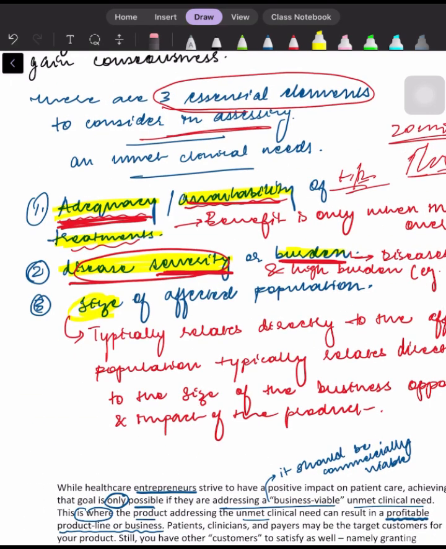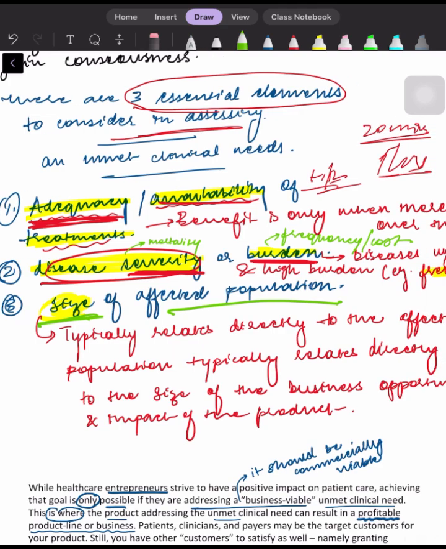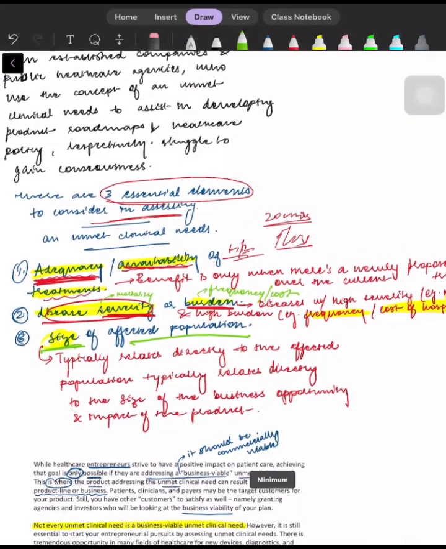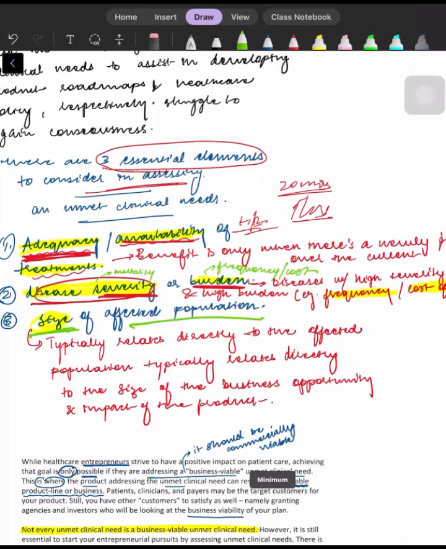So high severity means what? We learn that it's the mortality and morbidity rate, and burden is just the frequency and cost of hospitalization, or you have a medication but it's so costly that it puts a burden on you. So this is what they're talking about. Lastly, the third condition that they talked about is the size of the affected population. It's quite self-explanatory. It typically relates directly to the size of the business opportunity and impact of the product.